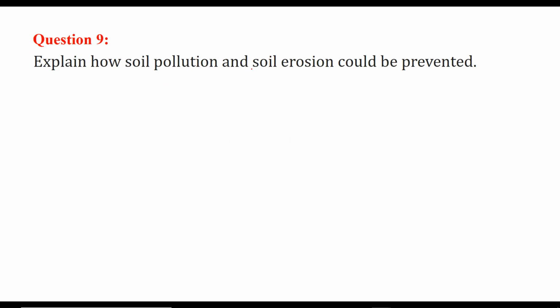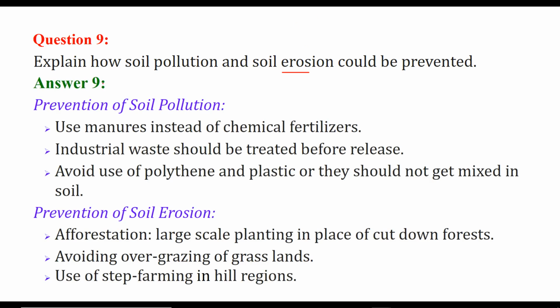Explain how soil pollution and soil erosion could be prevented. Most important is that we need to have plants. So if we need to prevent the soil pollution, we can use manures instead of using the harmful chemical fertilizers, and all the industrial waste has to be treated, their acids have to be neutralized before we can even release it to any water or any other place. We have to avoid sincerely, religiously the polythene and plastic because they are non-biodegradable, so they should not get mixed in soil.